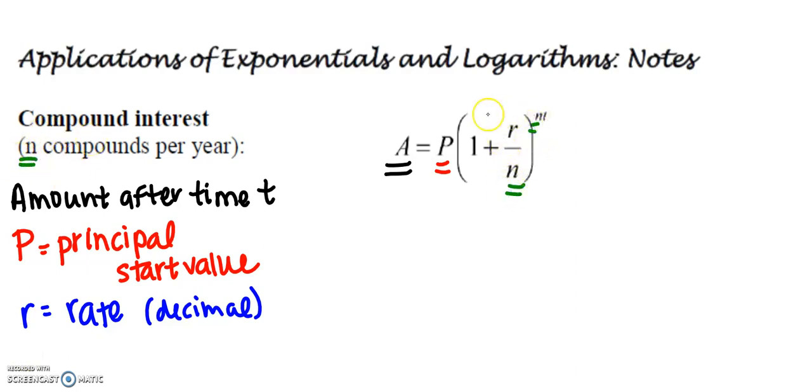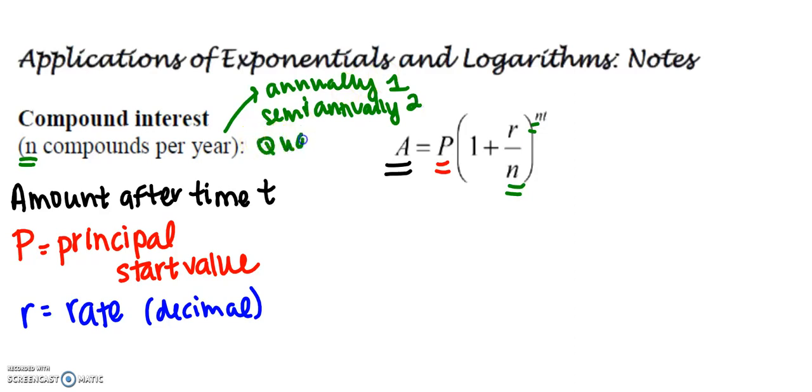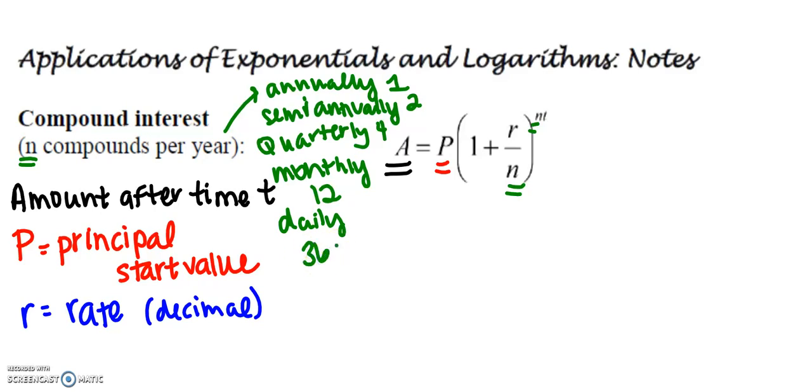N is going to be our number of compounds per year. So for instance, the word annually would be once per year. Semi-annually would be twice per year. Quarterly, hopefully you're telling yourself, would be 4 times per year. Monthly, we feel good about the fact that there are 12 months in a year. And then daily, we're going to go with 365, although some banks only use 360 because of bank holidays where interest is not compounded. But anyway, those are going to be our common n values that we have.